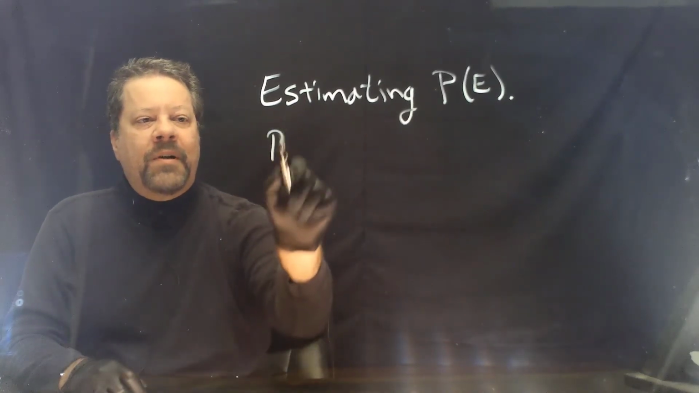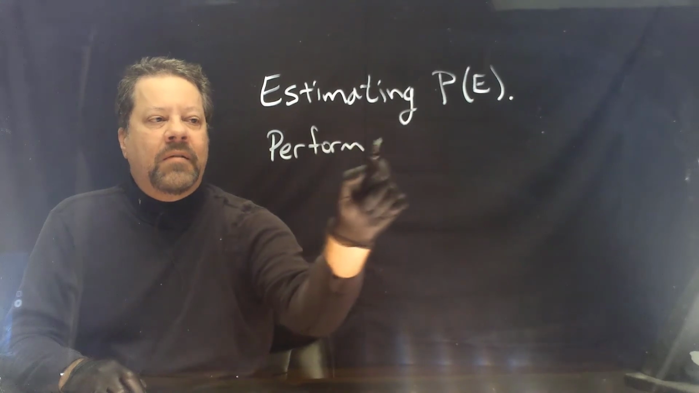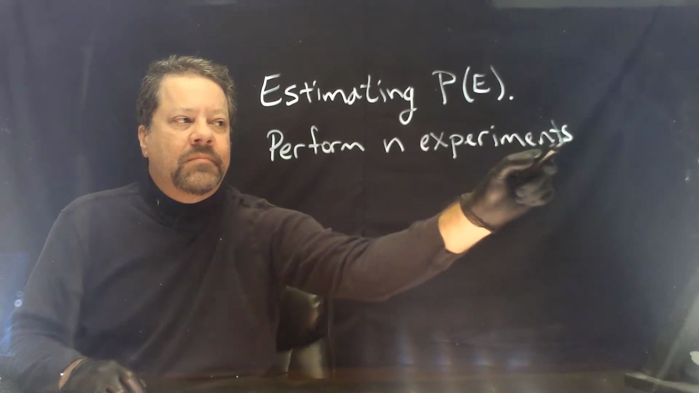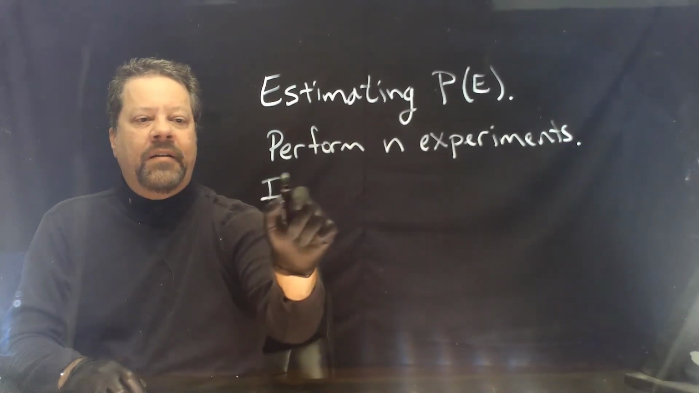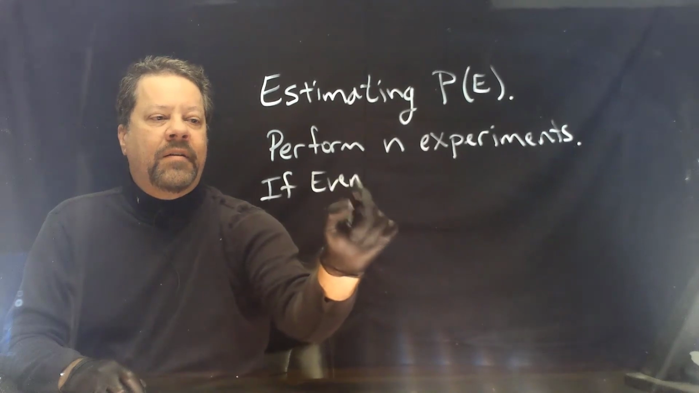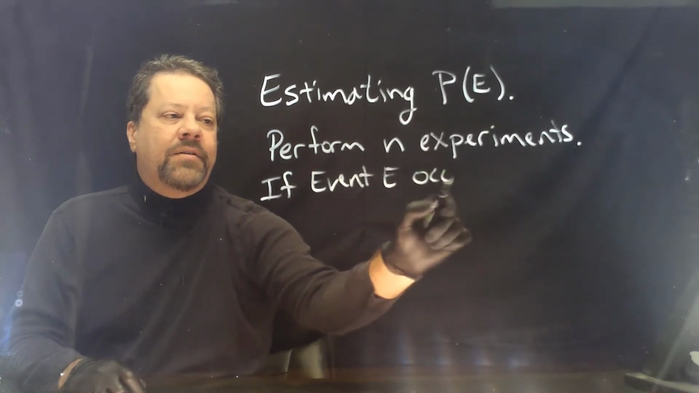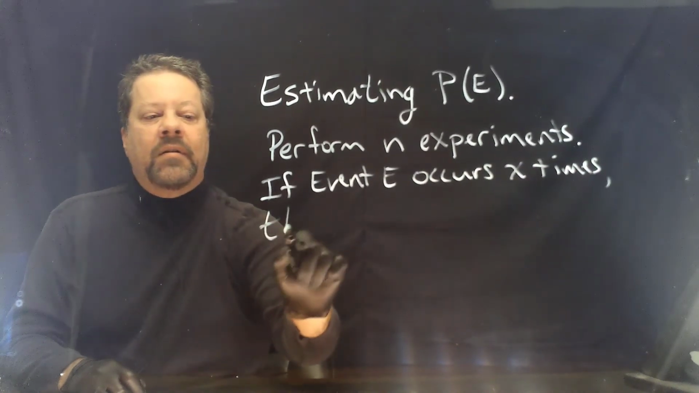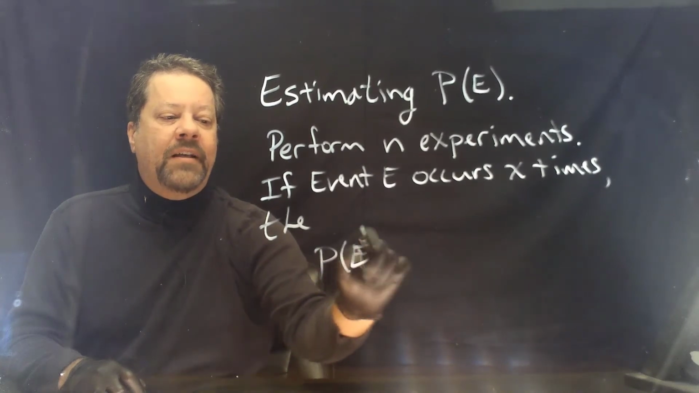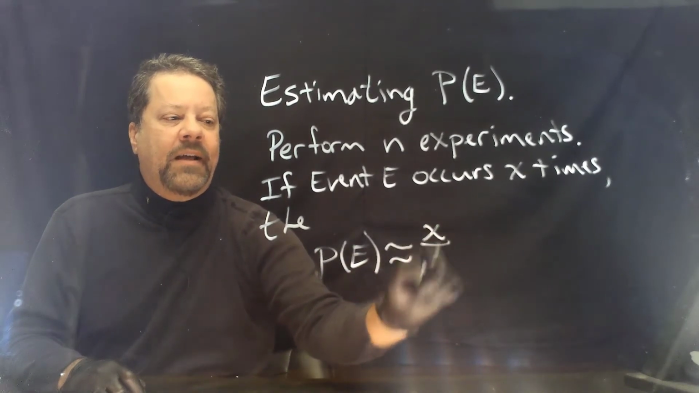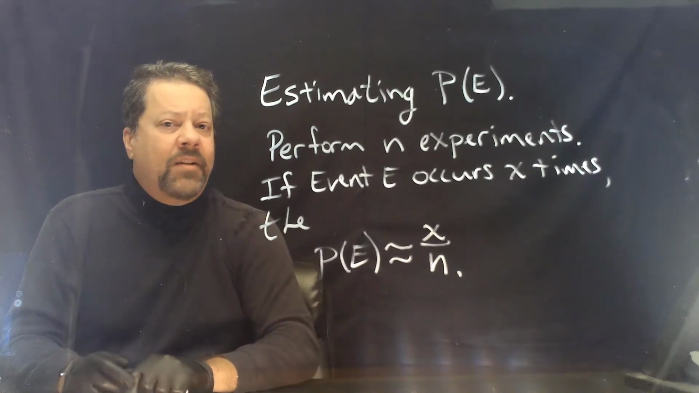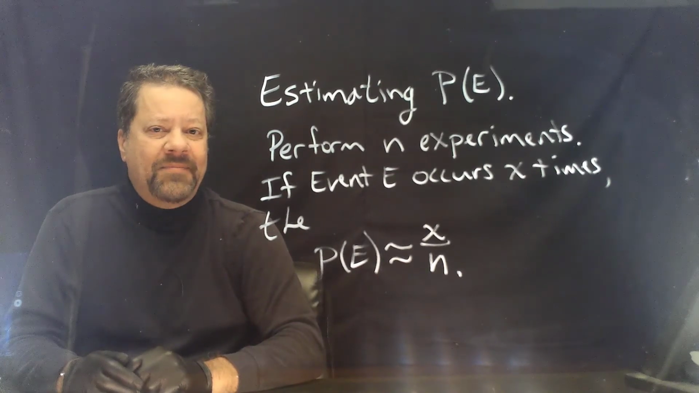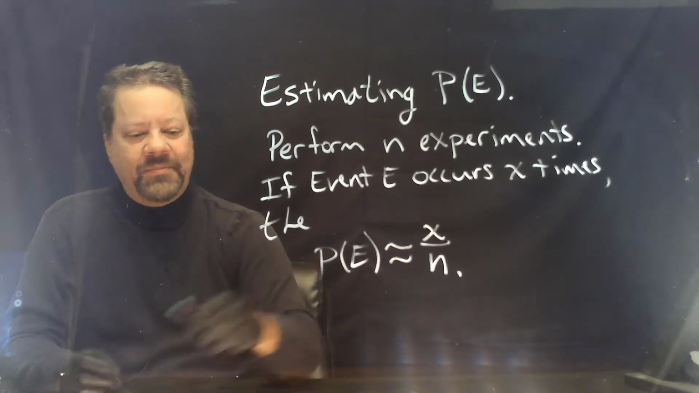What you'll do is perform n experiments. If event E occurs X times, then the probability of E is approximately X divided by n. The more times you perform the experiment, the better this estimate should get. Let's do a quick example.